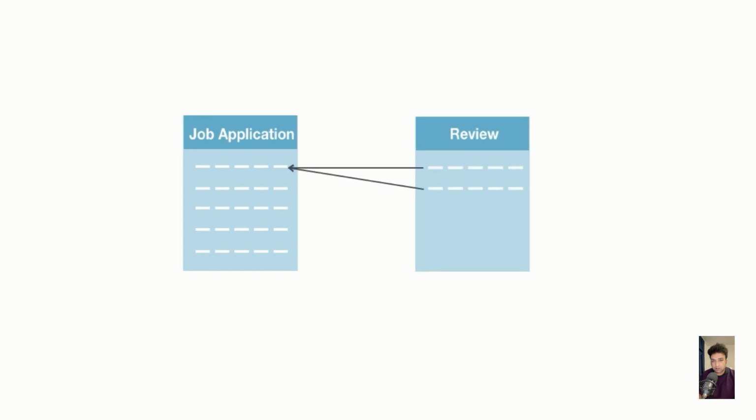We have this requirement where every candidate needs to go through the interview process, and after the interview, all the interviewers can submit their reviews. So to model this, we need a review object to keep track of the reviews. Also, if a job application is deleted, then all the reviews related to that application also need to be deleted. To achieve this cascade delete effect, we can create a master detail relationship between reviews and job application.